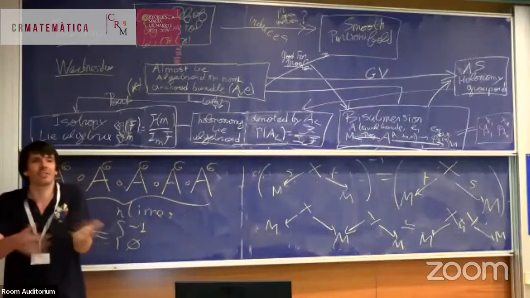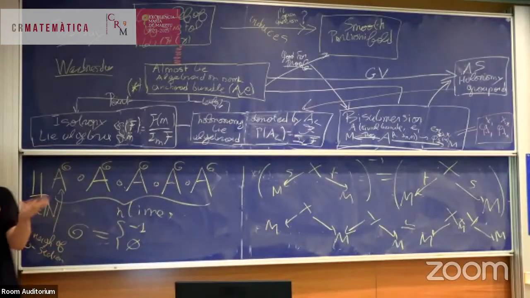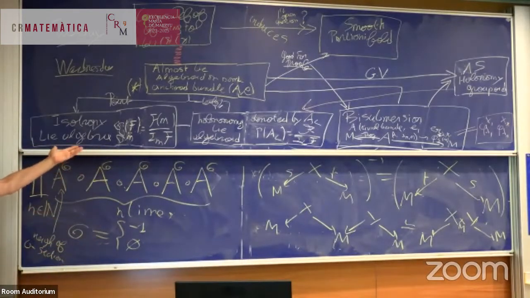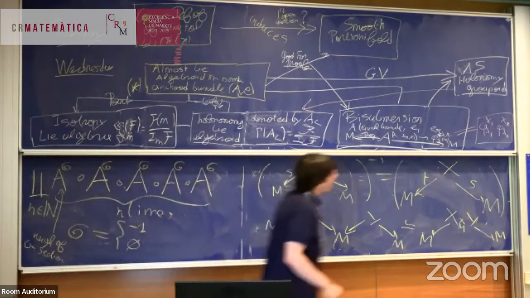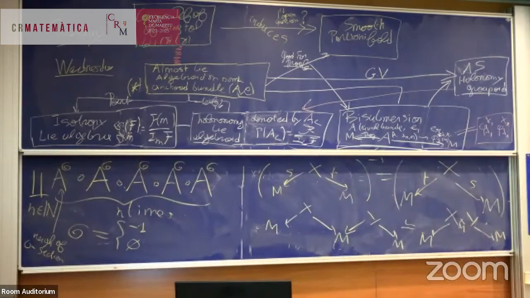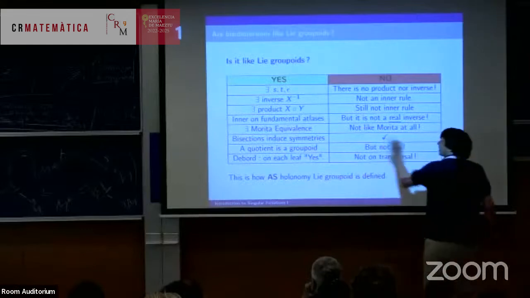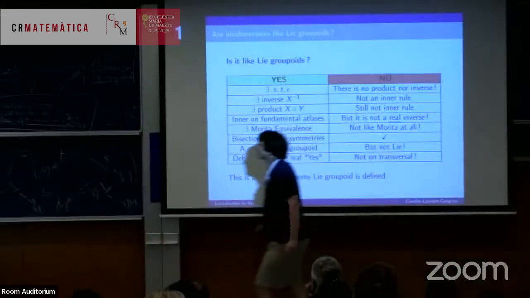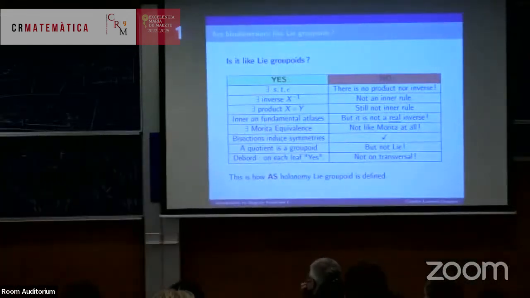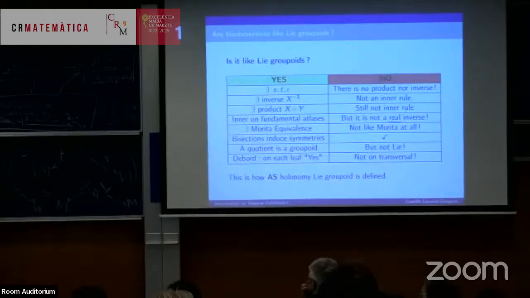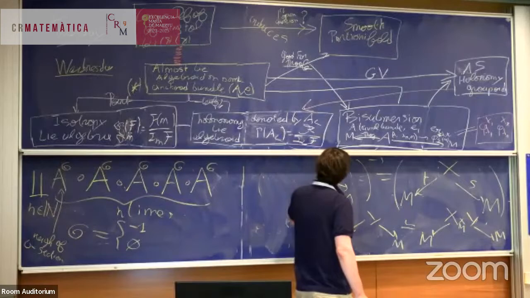It's kind of associative. That's okay. But the inverse is not an inverse, right? All right. But the yes sayer will say, okay, there is no inverse, but it's not like a groupoid, but there is a notion of Morita equivalence.